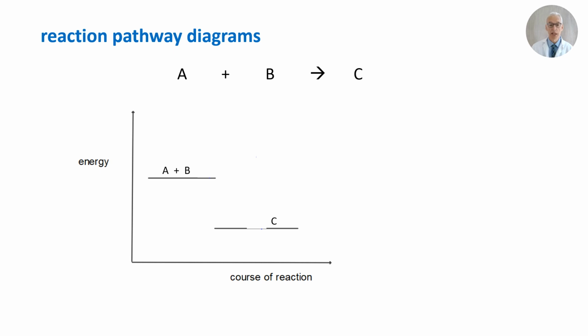Reaction pathway diagrams. Consider reactant A and B forming product C. So we can map this on a reaction pathway diagram. Here is the energy of A and B. Here is the energy of the product C. Now, there's an energy barrier between A and B and C. The difference between their initial energy and the top of that reaction pathway curve is termed the activation energy. That is the minimum energy required on collision for those particles to react.